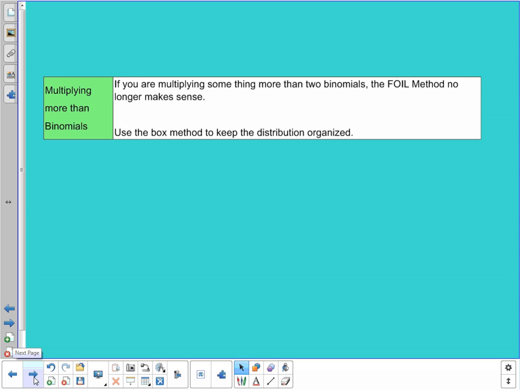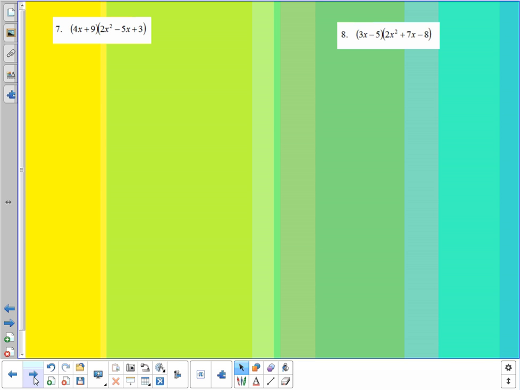So let's take a look at number 7. In number 7, I have a binomial times a trinomial. So again, FOIL doesn't work because you have first, outside, inside, and last, but what about this 5x in the middle? That gets dropped off if I use FOIL. So I'm going to set up a box instead. This box needs to be a 2 by 3.